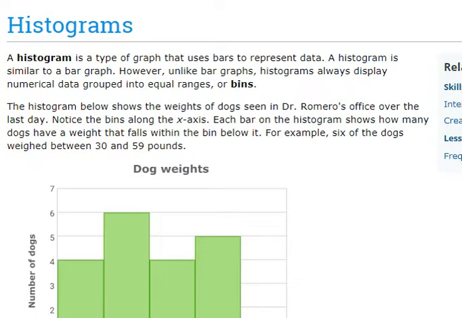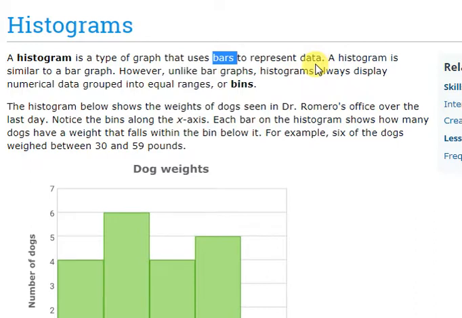What are histograms? Let's discuss what histograms are and where we use them in our daily lives. Start by reading the definition of histogram from IXL. A histogram is a type of graph that uses bars to represent data.